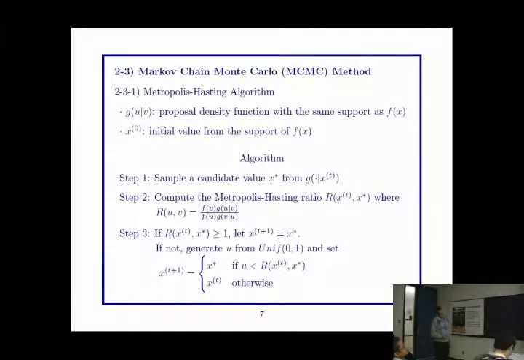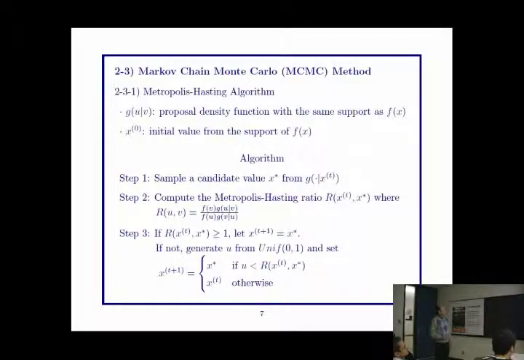Now, in the first step, in iteration t, you generate x star from this conditional distribution, and you evaluate this Metropolis ratio, which is defined in this way. And then, if this value is greater than 1, then you blindly accept x star. If not, you generate a uniform random number and compare it with this ratio, and if this happens, you accept x star. Otherwise, you keep the previous value. Okay? So that is the way to update.